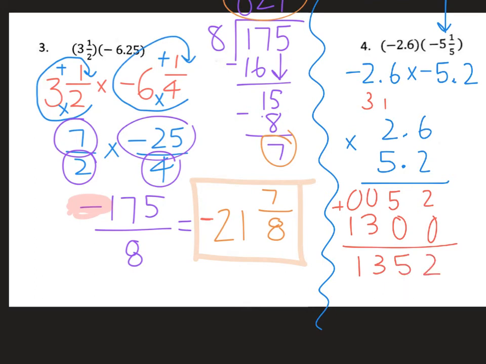Then worry about our decimals. In our first number, we had 1 number after our decimal point. In our second number, we had 1 number after our decimal point. 1 plus 1 tells me I'll have 2 numbers after my decimal point in my final answer, which would be 13 and 52 hundredths. And again, that's a positive because a negative times a negative gives me a positive answer.